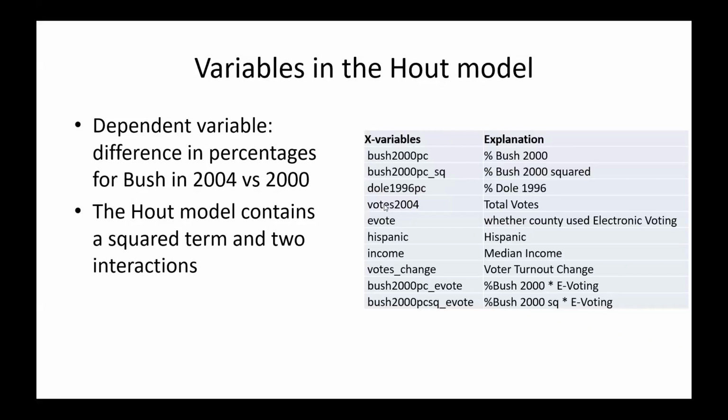And then votes in 2004 were the total number of votes cast in 2004, the year of interest, the indicator for e-voting. Hispanic is the percentage of Hispanics in this county, our county level data set. Income, median income in the county. Then the voter turnout change from 2000 to 2004. And then two interactions where we are interacting the indicator variable e-vote, yes or no, with the Bush percent vote and the squared. So we even have a squared variable interacting.